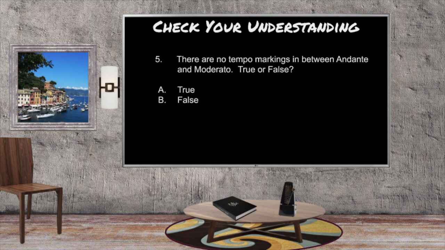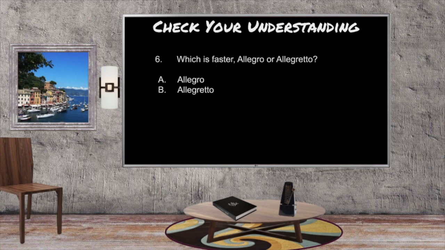Number 5. There are no tempo markings in between andante and moderato. True or false? A. True. B. False. Number 6. Which is faster, allegro or allegretto? A. Allegro or B. Allegretto.